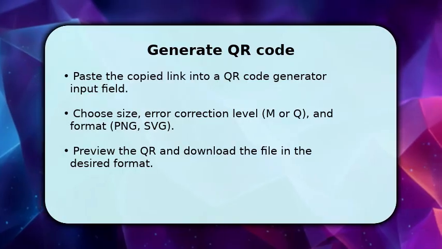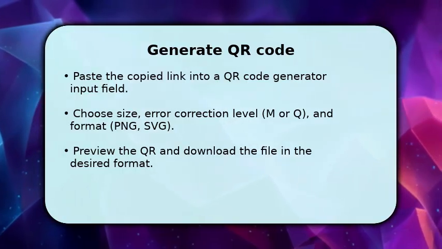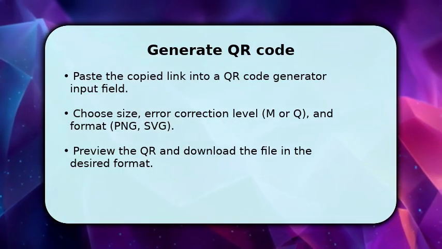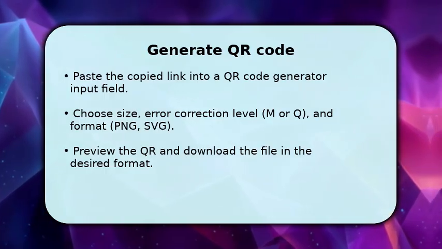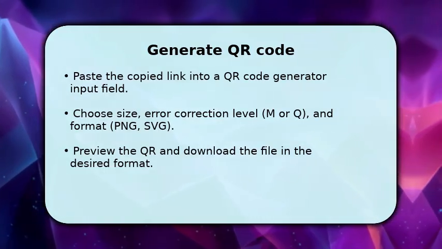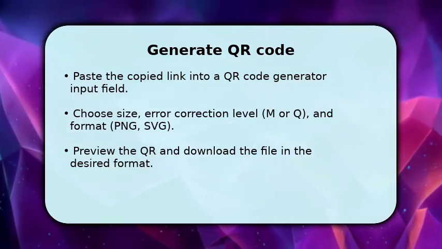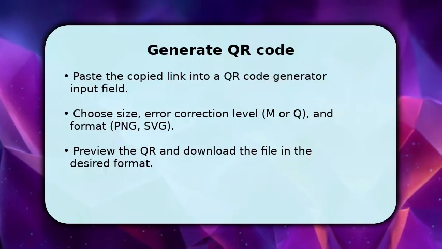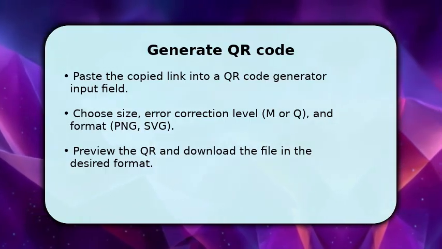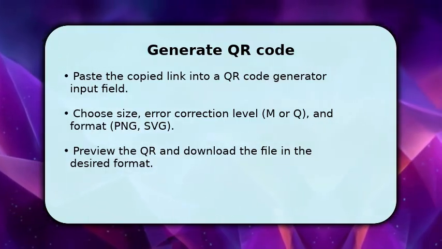Next, paste the form link into a reliable QR generator and set options based on use. Select a medium error correction level to survive light damage and pick a resolution appropriate for print or screen. If you need a logo or color, apply it but test contrast to ensure scannability. Preview the code on a phone to confirm it opens the form directly.